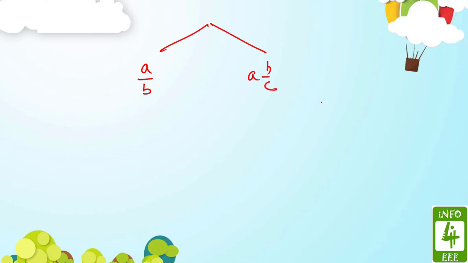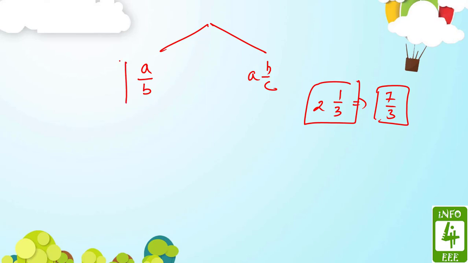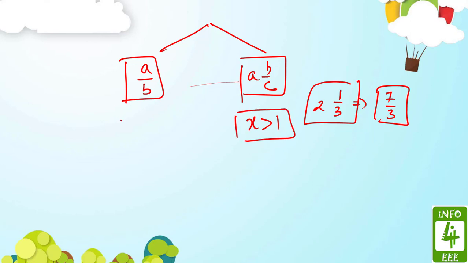ABC form is what? It is like 2 1 by 3. So how do we solve this? 3 into 2 is 6, plus 1 is 7 by 3. So we can write 7 by 3 in this form. This is called ABC form. First we will understand how to solve questions in A upon B form, and then how to solve the other type. The numbers in ABC form should be greater than 1, but A upon B form you can solve for any number, whether it is less than 1 or not. For all types of numbers you can solve this.